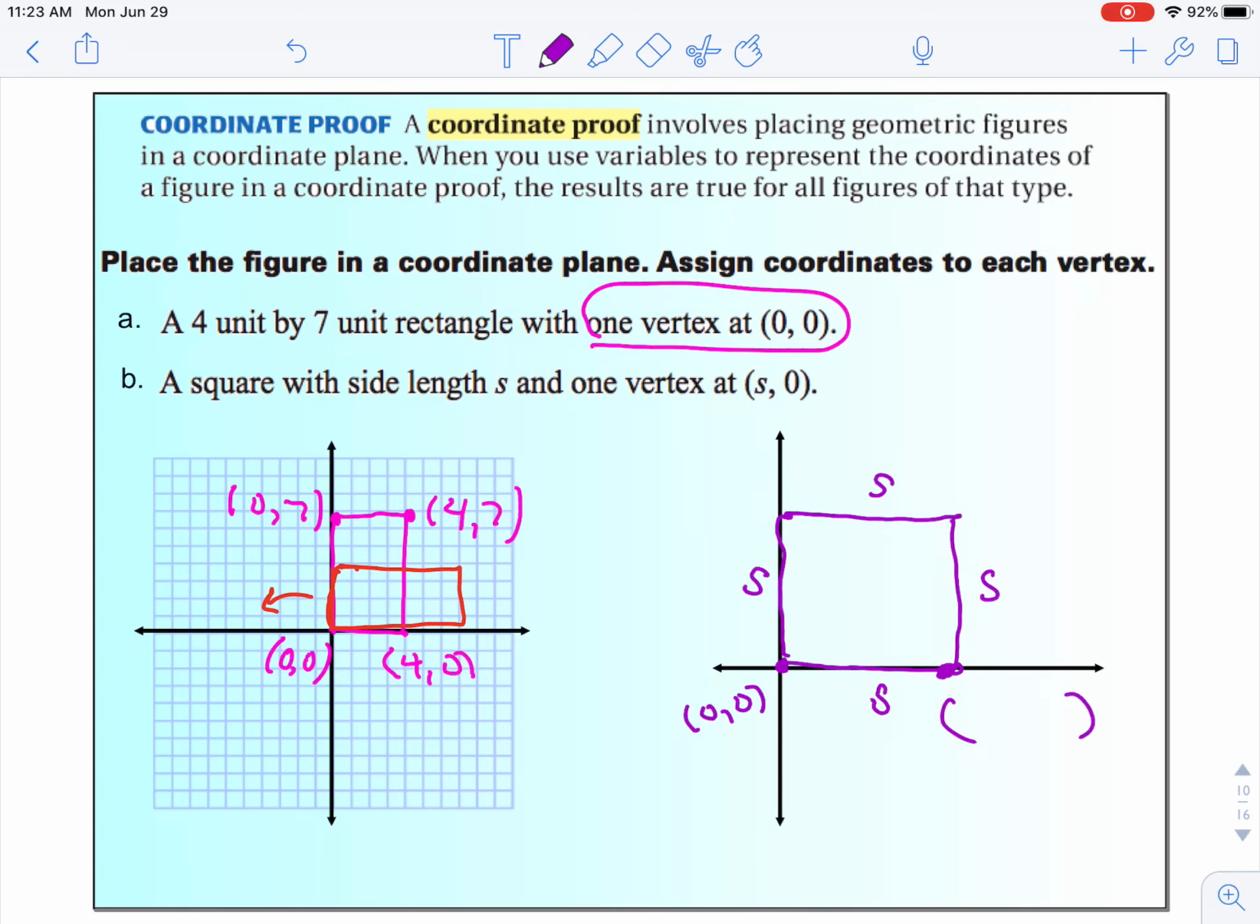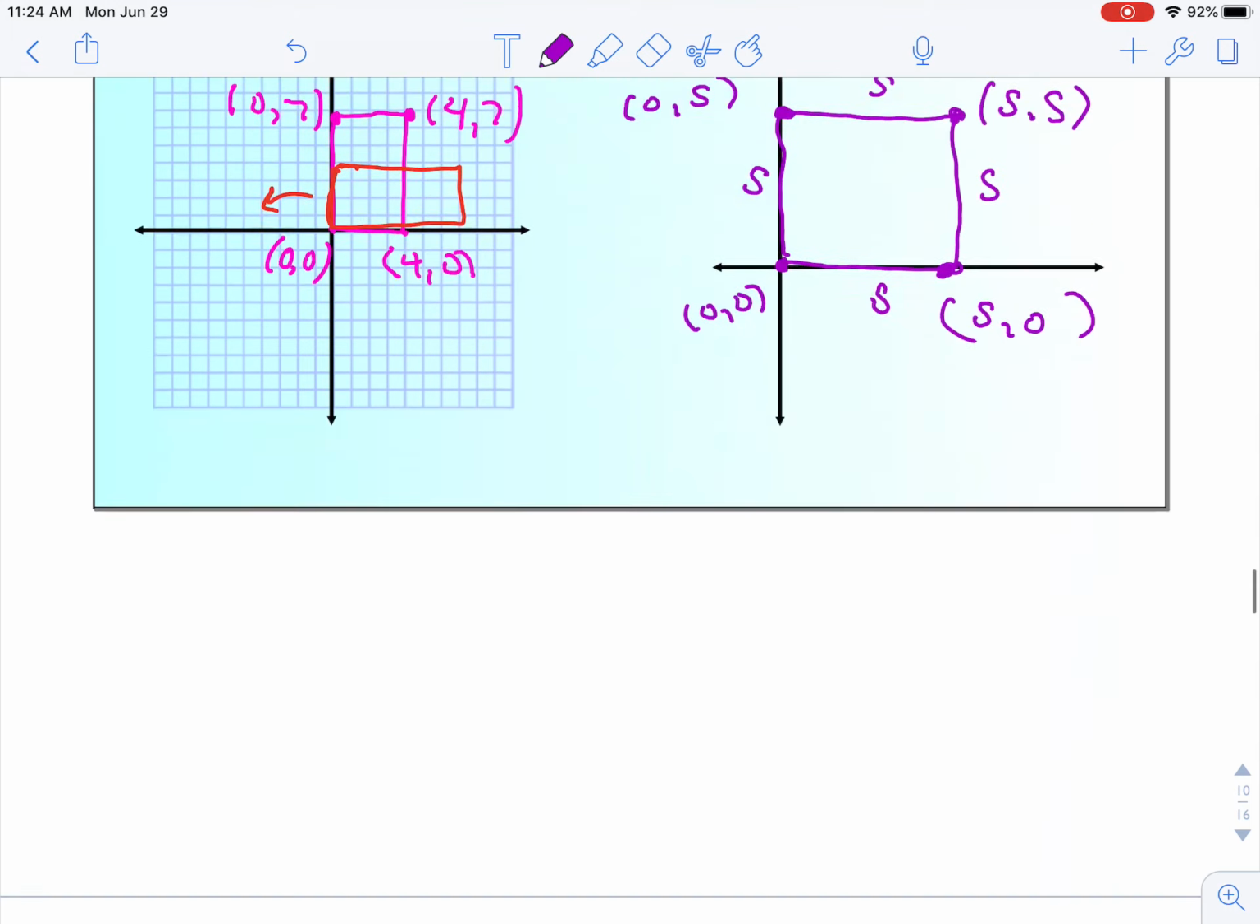Well, if s was 5, this would be 5, 0. If s was 7, it would be 7, 0. So this ordered pair is actually s, 0. This ordered pair is 0, s units. And this ordered pair, you're going out s units and up s units, so it is s, s. So those are the things we're going to be working on.